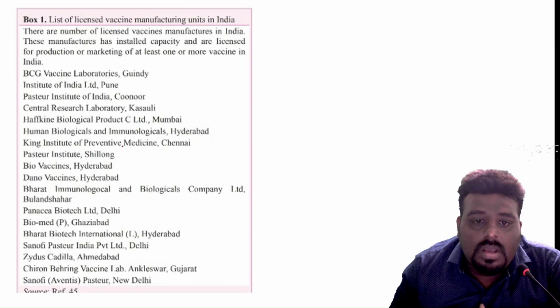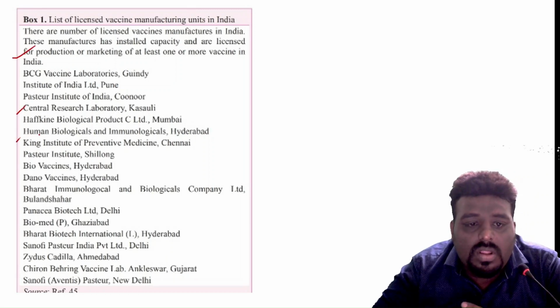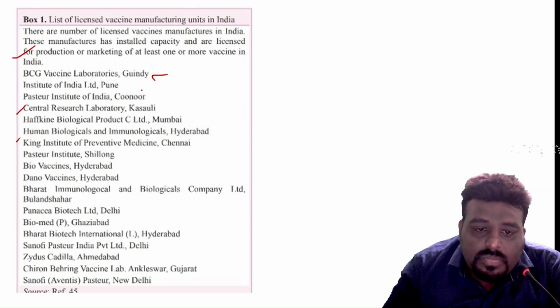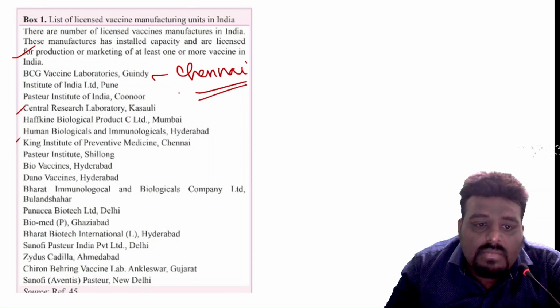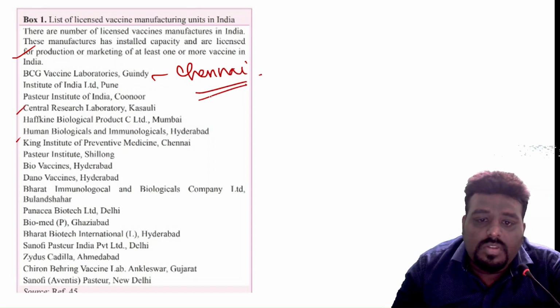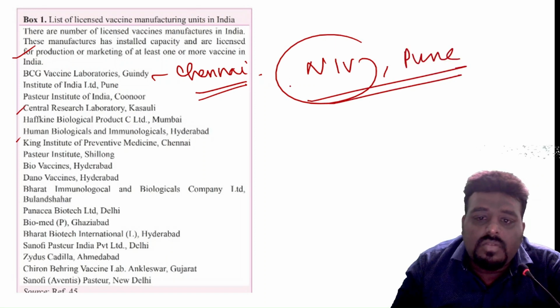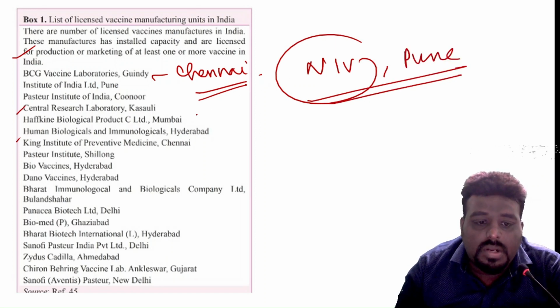Next, I have taken this from an article. What are the licensed vaccine manufacturing units of India? In Chennai, we are having a BCG vaccine laboratory, and most of the vaccines are under the NIV Pune, National Institute of Virology, Pune. This you must remember.